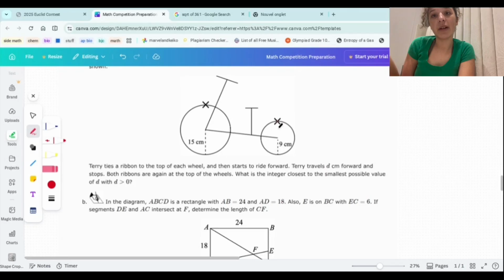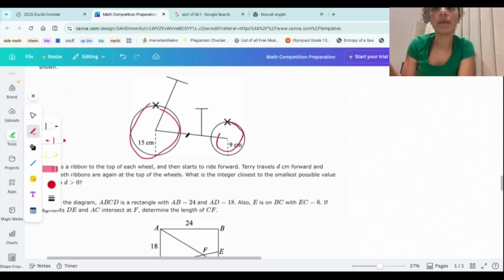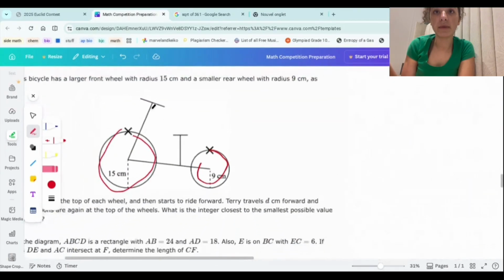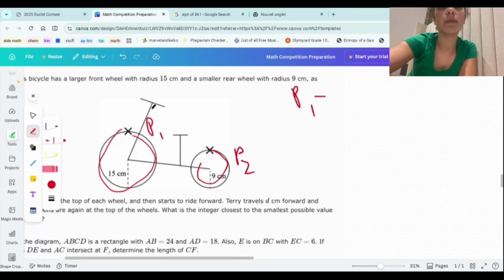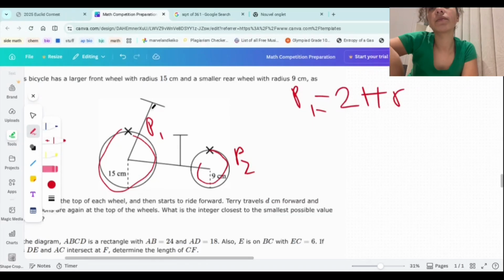That is not comforting, but okay. So at what distance will both of these have done a full turn? Okay, so when will the ribbon have done the full perimeter? So what's the perimeter? I say we start with just defining the perimeter. So we'll call this P1 and this P2. So P1 is equal to 2 pi r. So r is 15, so it's equal to 30 pi.